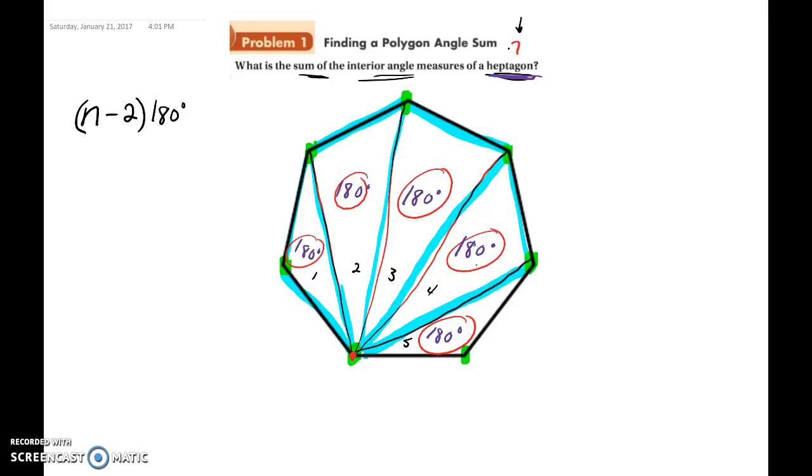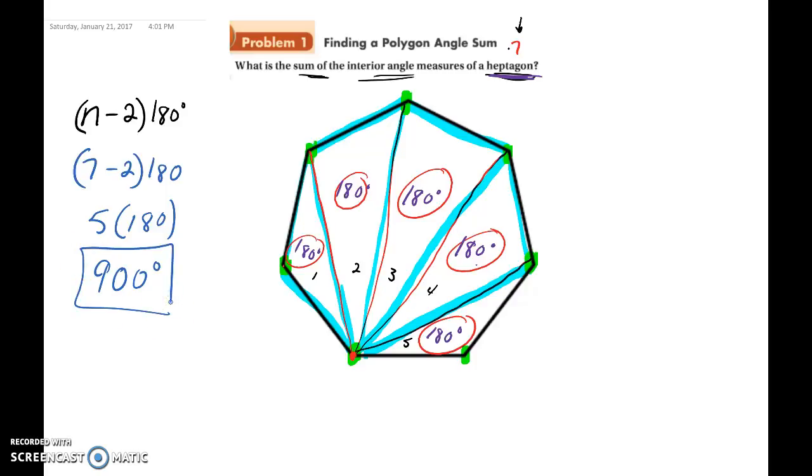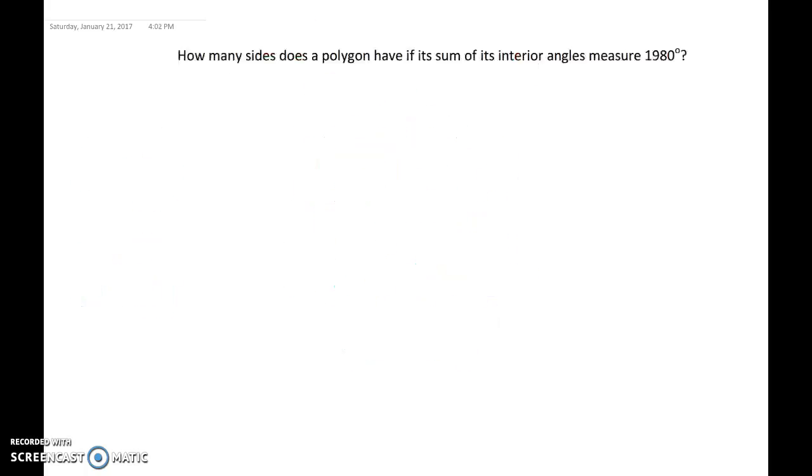So let's plug it into our formula. 7 minus 2 times 180. 7 minus 2 is 5, because we know we have 5 triangles. And 5 times 180 is equal to 900. So that means all of these angles would add up to 900 degrees. All right, and that's the only example I'm going through with you on this video. You guys are going to do this example on your own, and you're going to hand this in.